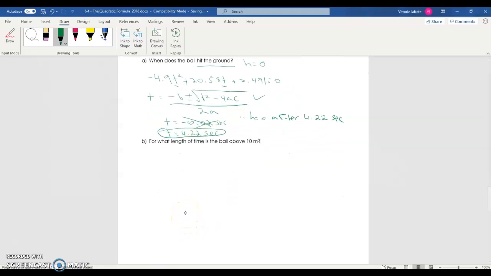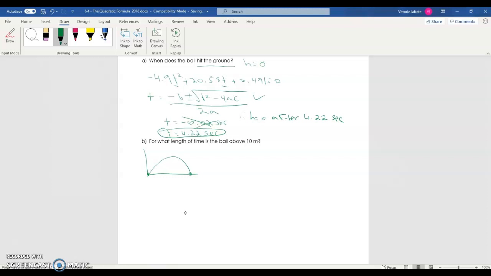For what length of time is the ball above 10? So we have above 10 meters. I'm going to draw a trajectory here. Let's just say that this is our parabola for the ball. We started off with the ball at around 0, 0, and then it comes back and hits the ground again eventually. There's some error there. The ball might be a little bit higher than 0, 0 because you might be higher than the ground if you're hitting it, but we're just not taking that into account right now.